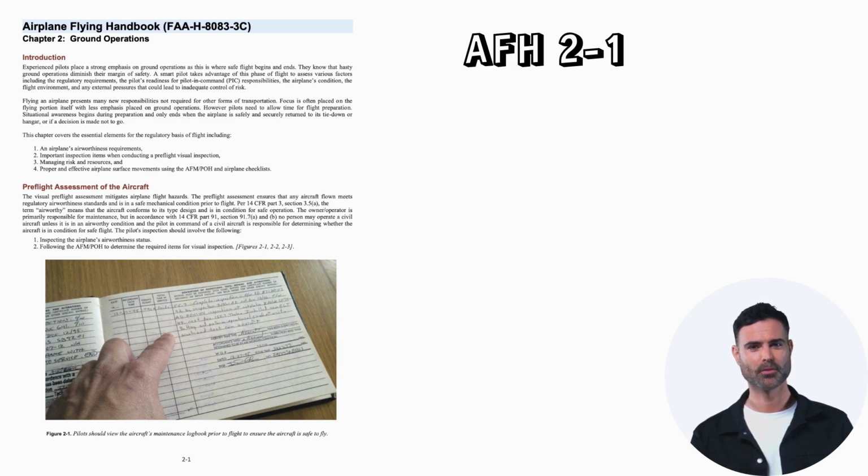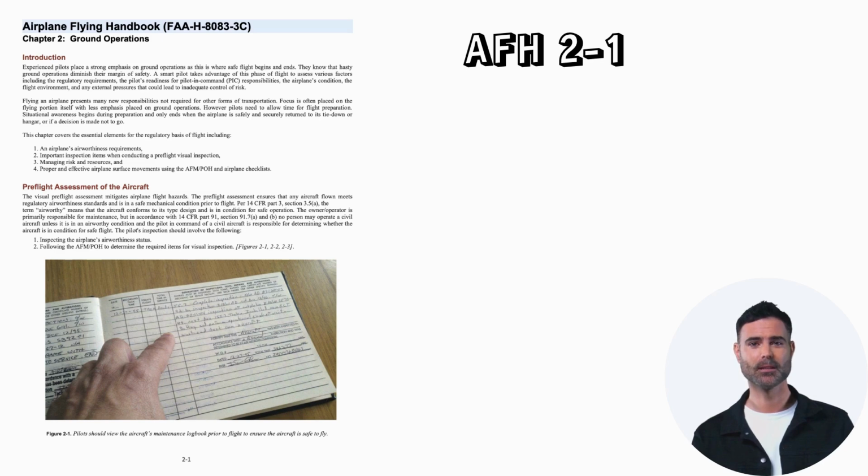This chapter covers the essential elements for the regulatory basis of flight, including: 1. An airplane's airworthiness requirements, 2. Important inspection items when conducting a pre-flight visual inspection, 3. Managing risk and resources, and 4. Proper and effective airplane surface movements using the AFM and airplane checklists.